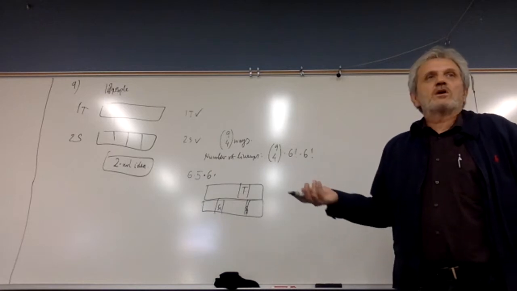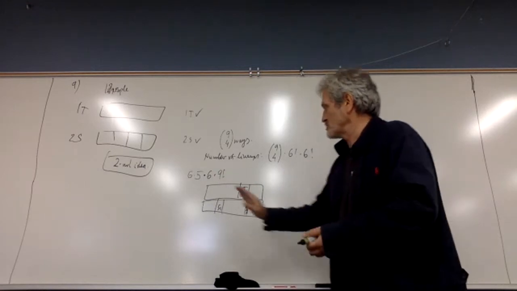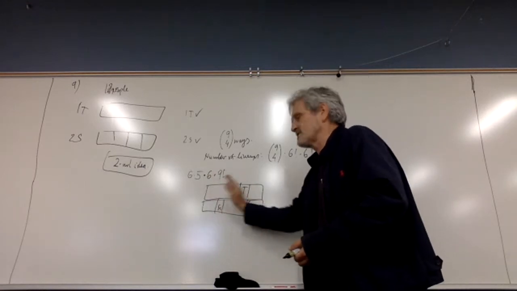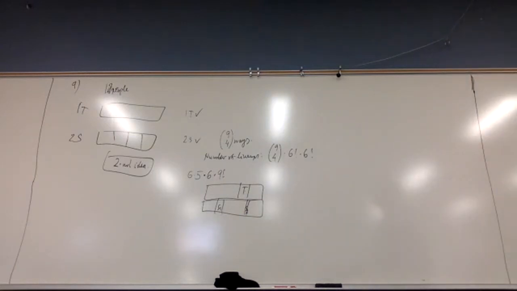Then there are 9 remaining, so 9 factorial. Because we don't care anymore. We just go 1, 2, 3, 4, 5, 6, 7, 8, 9. So it doesn't matter who comes where. What's our reasonable hope that this is what? That we get the same number.